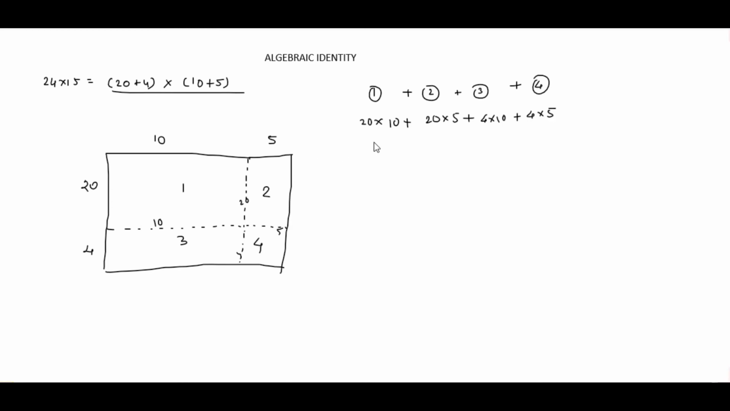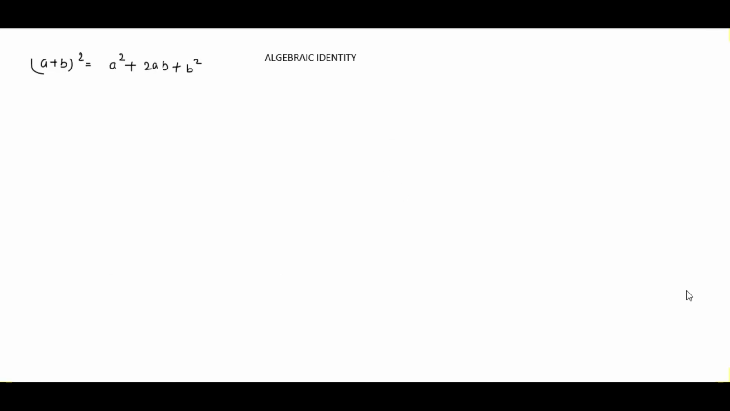Let's add all these. 200 plus 20 into 5 will be 100 plus 4 into 10 will be 40 and 20. So the answer will be 360. So with the same multiplication area concept, we will prove this identity: a plus b whole square equal to a square plus 2ab plus b square. Let's see how can we prove this identity.